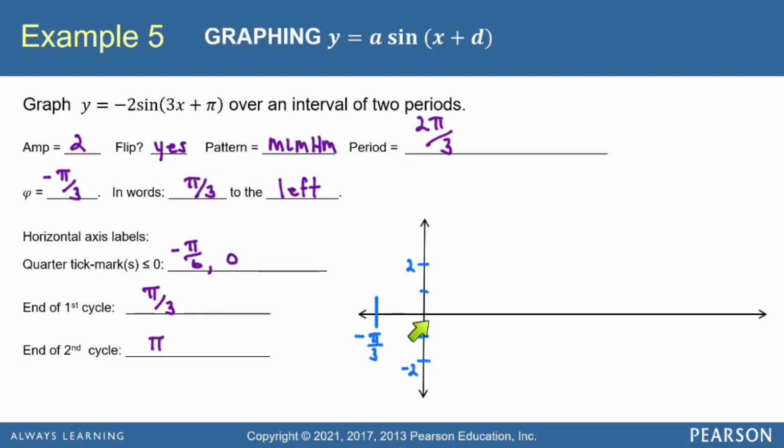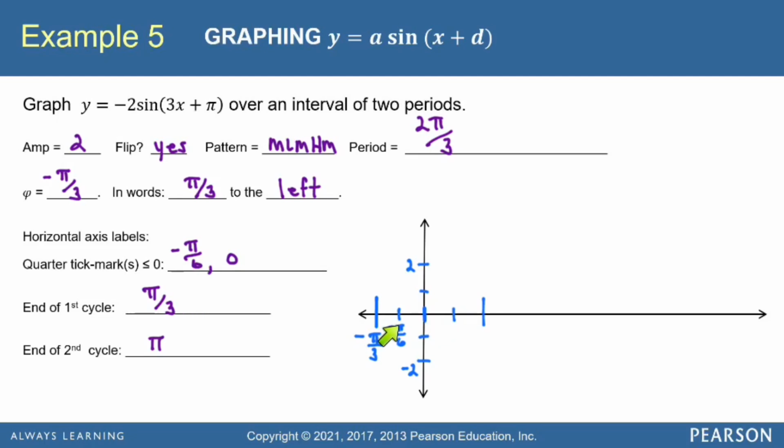Now when I lay out the next 4, I'm going to put the first one to the left of the y-axis, and that will be negative pi over 6. The second one goes exactly on the y-axis, and then the last 2, I don't care about the label for the next quarter tick mark, and then the last one will be the end of the first cycle. So look what I've got here. My starting mark plus 4 more tick marks.